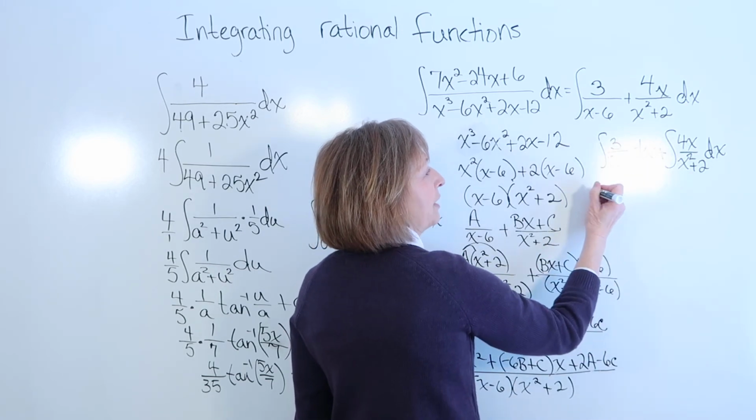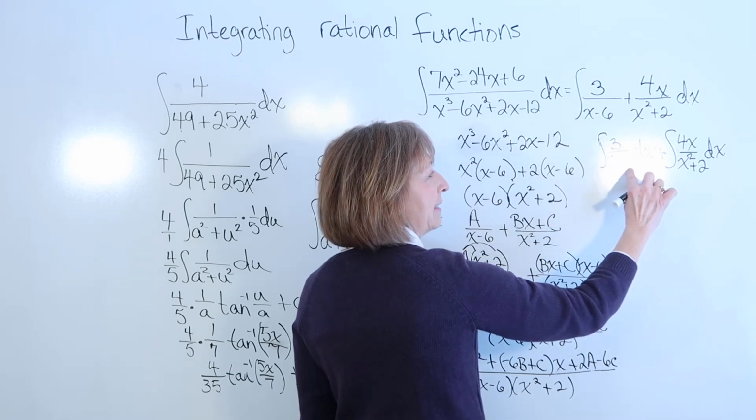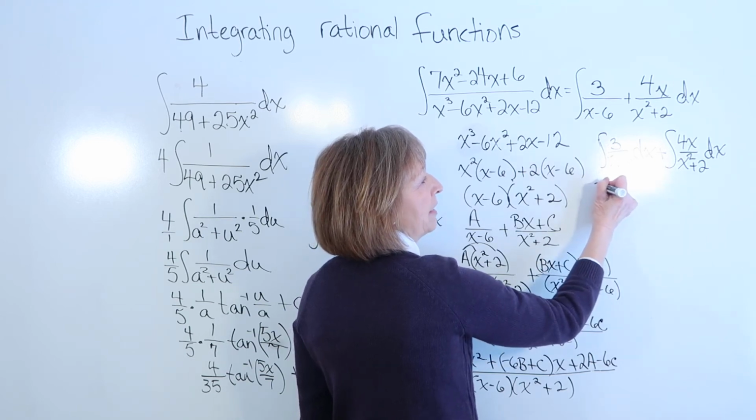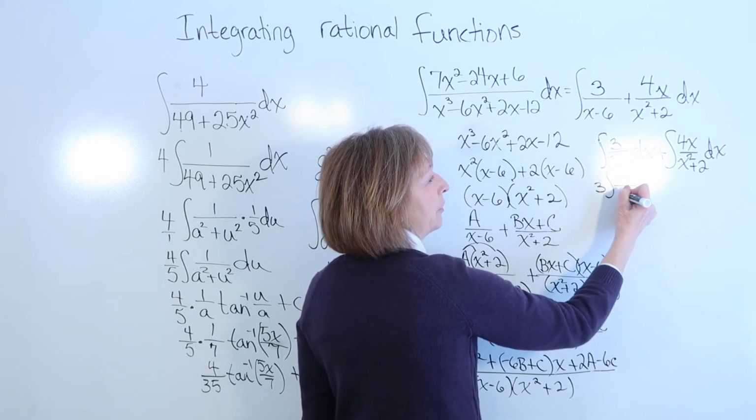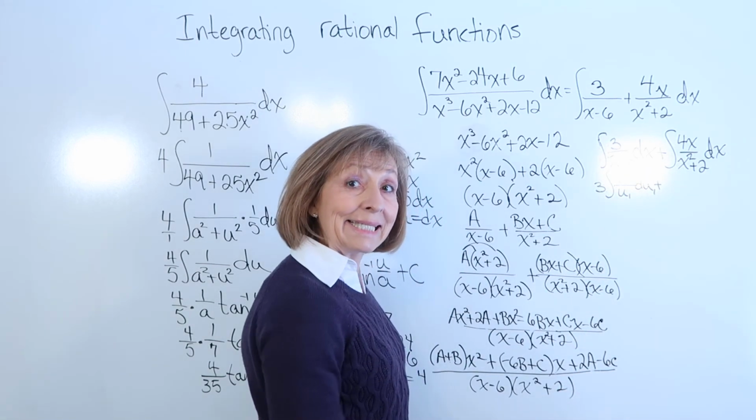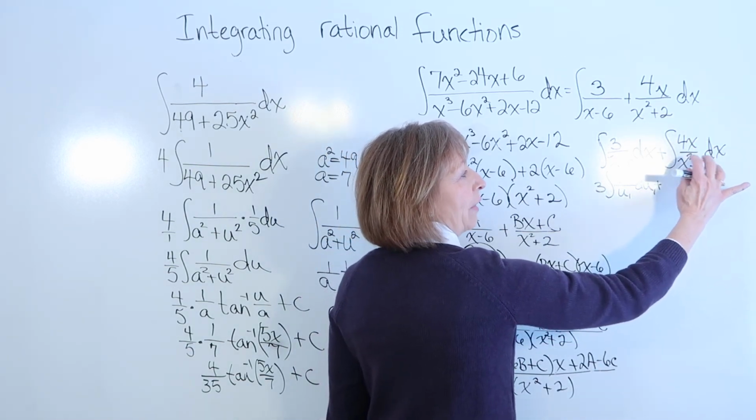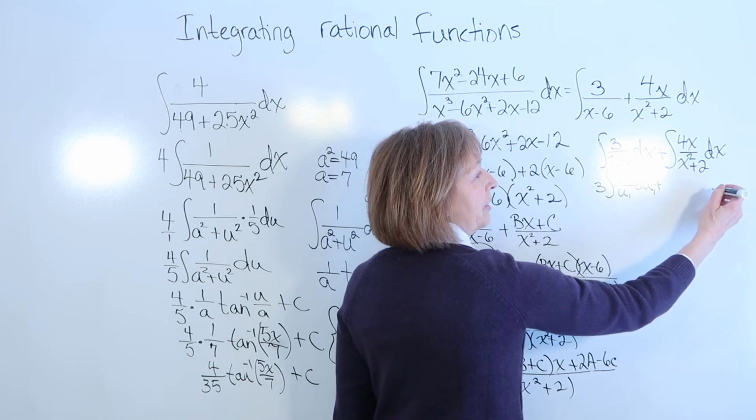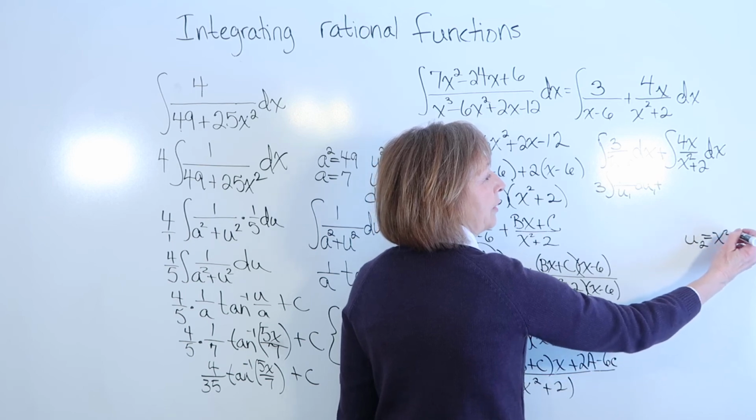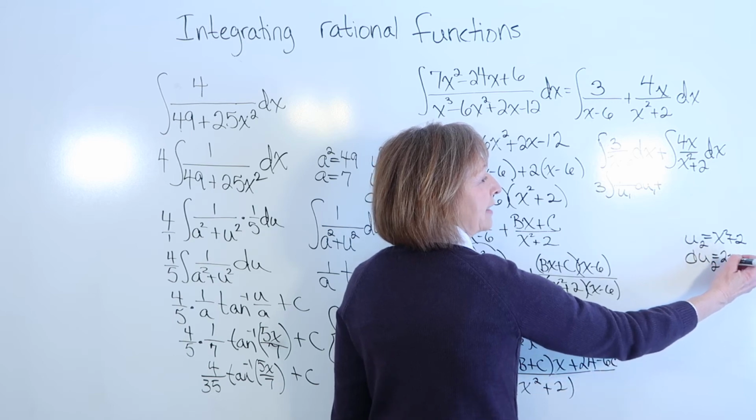From this first one, my u sub 1 substitution is x minus 6, and then du sub 1 will be the same as dx. So that'll be 3 times the integral of 1 over u sub 1 du sub 1 plus. In the second fraction, I don't have a monomial denominator. If I grab the entire denominator as the u, so if u sub 2 is equal to x squared plus 2, du sub 2 is going to be 2x dx.